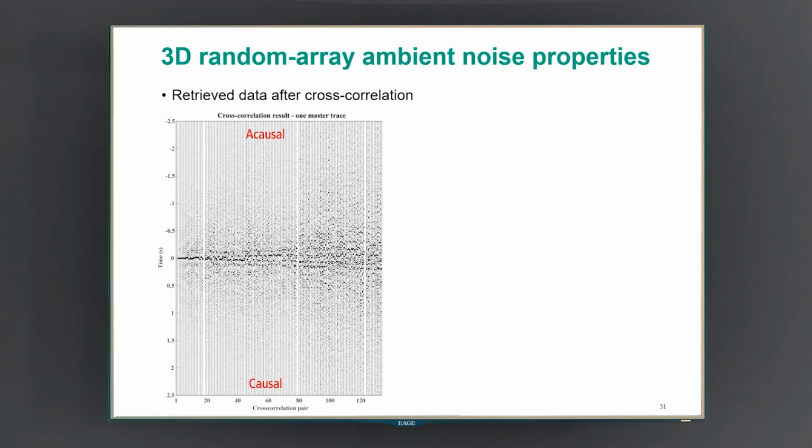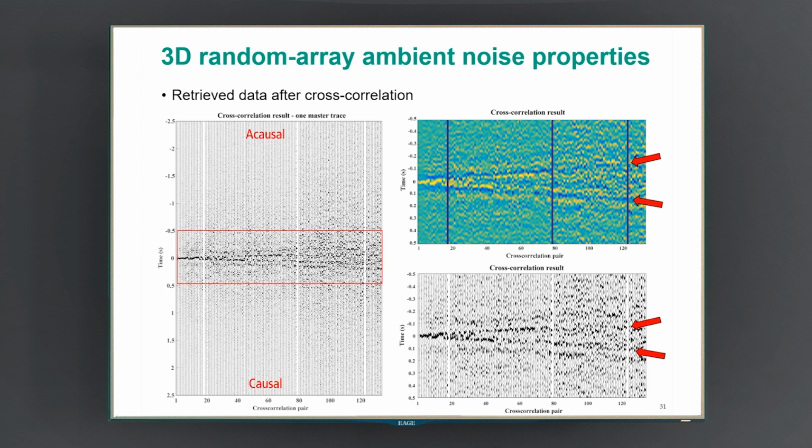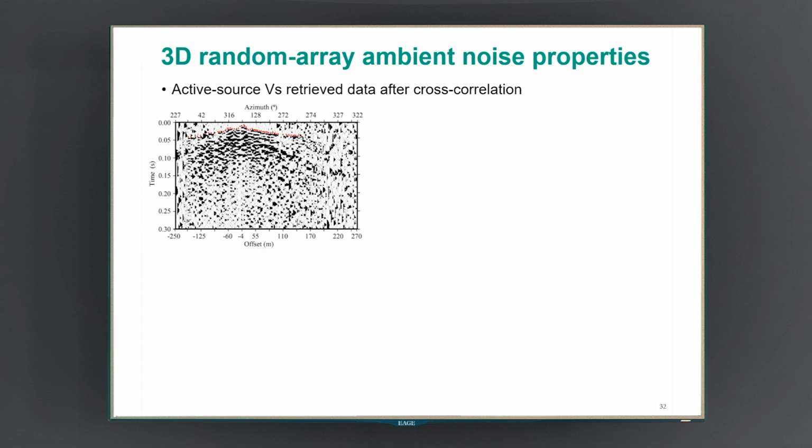Which brings us finally to our retrieved data after cross-correlation, where we just examine one example of cross-correlation pairs sorted by virtual source offset. We can look here at both causal and acausal part of the Green's function. If we zoom in a bit more, we can see that both plots here show clear linear events. However, what are these linear events?